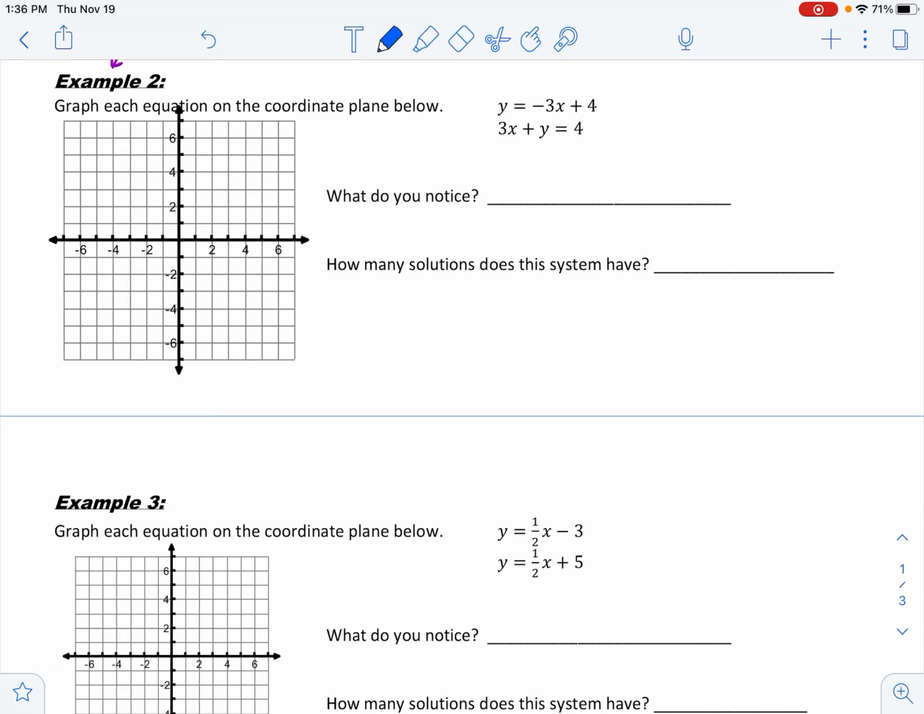Okay, let's look at our next one here. Graph each equation on the coordinate plane below, and then answer the following questions. So we will start with y equals negative 3x plus 4. I'm going to start with my y-intercept of 4 and my slope of negative 3. So I'm going to go down 3, right 1, down 3, right 1. I could also go up 3, left 1. Then I'm going to connect these points that I made with a straight line.